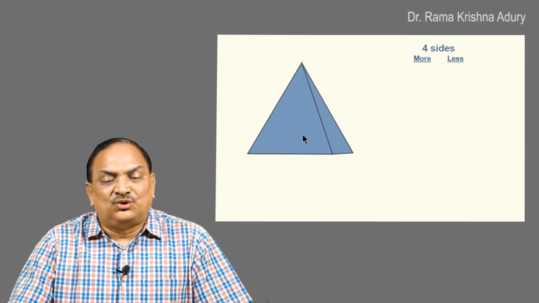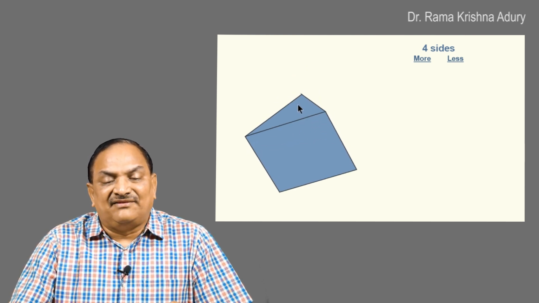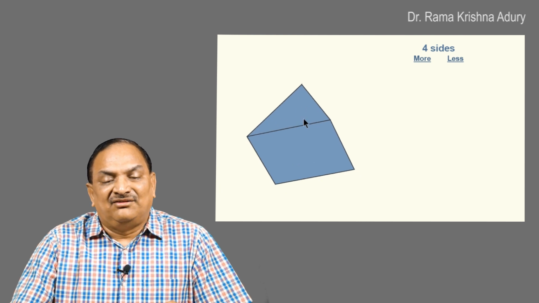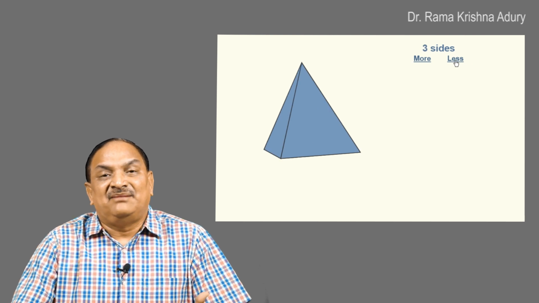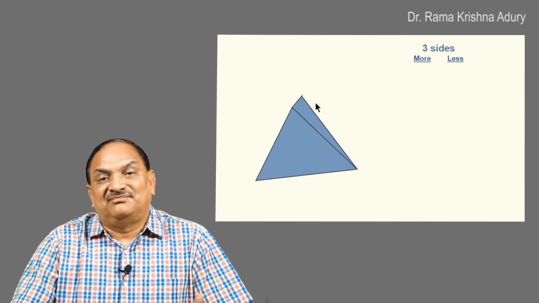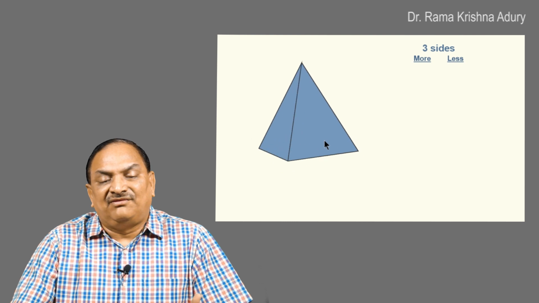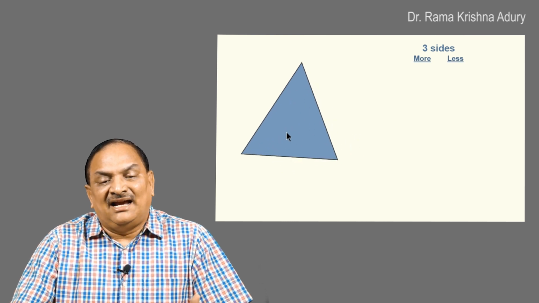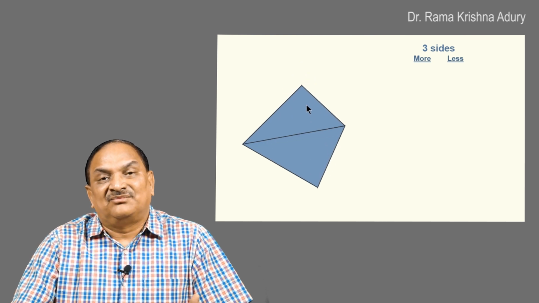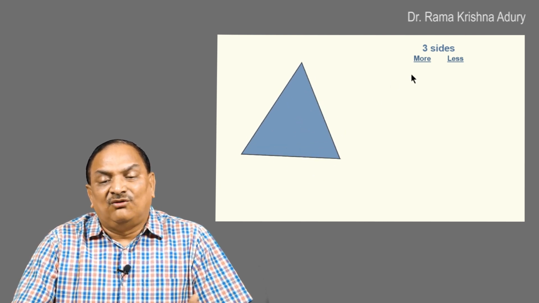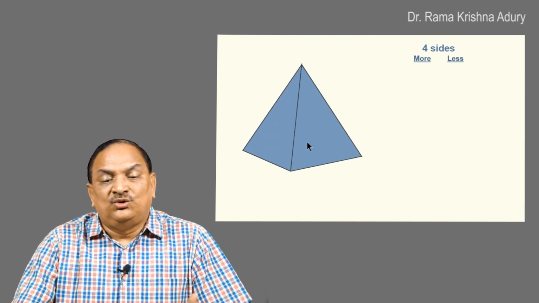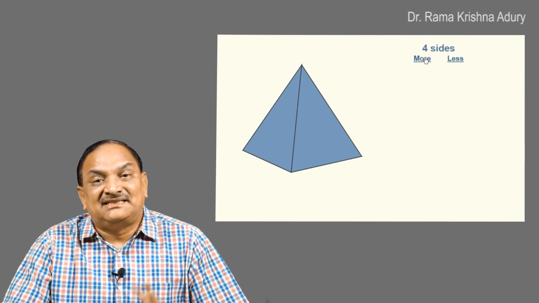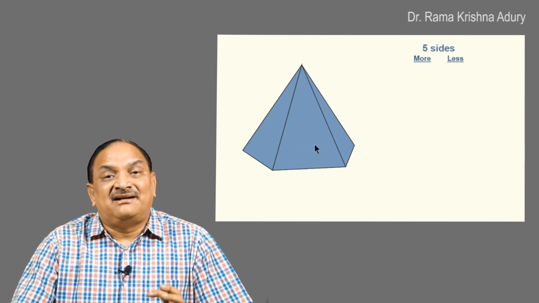Something I want to show you here. Here the base is a square. But you can start with another pyramid which has only 3 sides, so I can make the base a triangle. All the lateral faces are triangles, and the base also is a triangle here. And with 4 sides you get a square pyramid. The base is a square. You can also think of having 5 sides in the base, and that becomes a pentagonal pyramid.